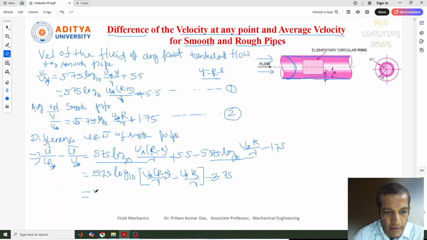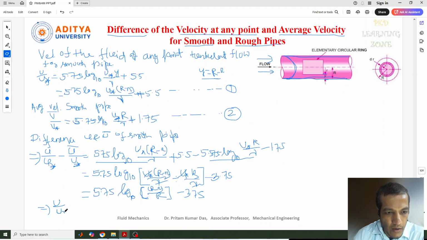Now again we can solve this equation dividing this by this. We'll get 5.75, that part will be cancelled here. If you see, u star will be cancelled here, nu by nu is there, so that also will be cancelled. So what will be the remaining things: square bracket R minus r divided by R, bracket close, minus 3.75.